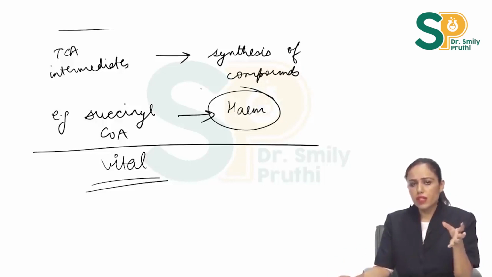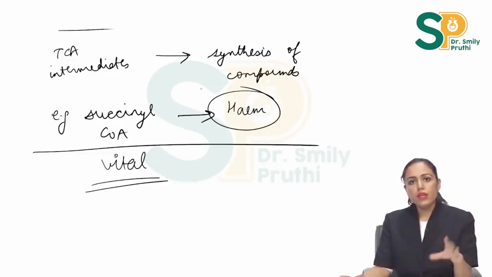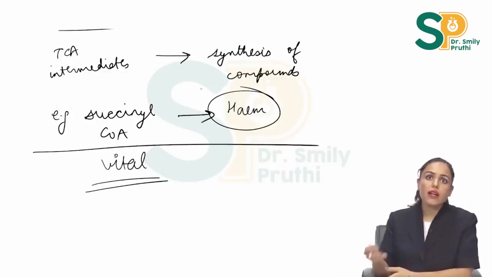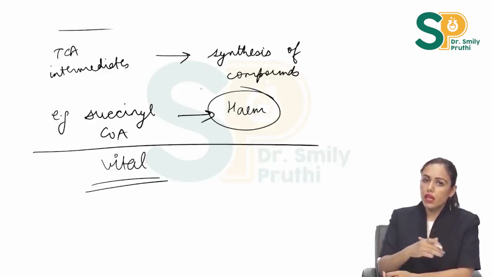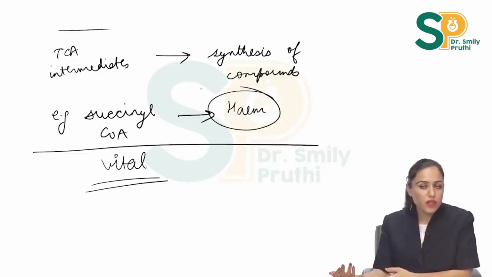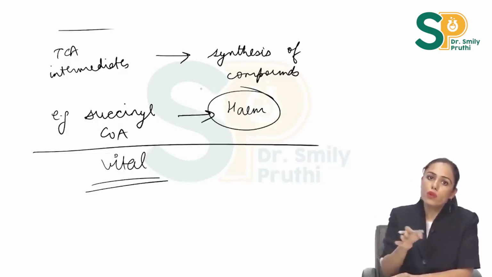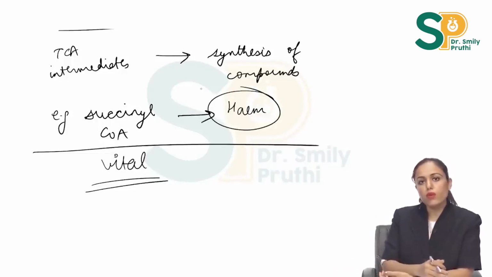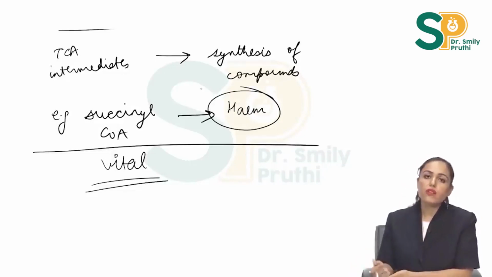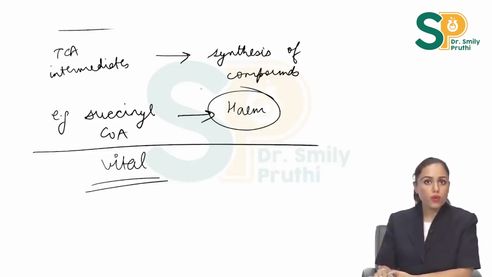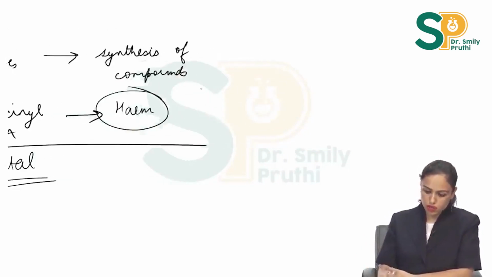See, on one hand, I'm saying TCA cycle is a vital cycle. That means all the TCA intermediates should always be present in any cell of the body. They should be maintained at a constant level. And on the other hand, I'm saying that the anabolic role of TCA, those reactions are using TCA intermediates. So, that means there must be some reactions which are producing TCA intermediates. So, there are some reactions which replenish TCA intermediates. Those are known as anaplerotic reactions.